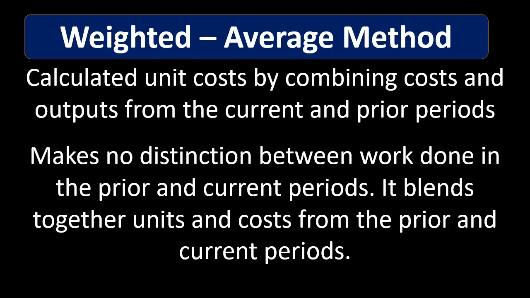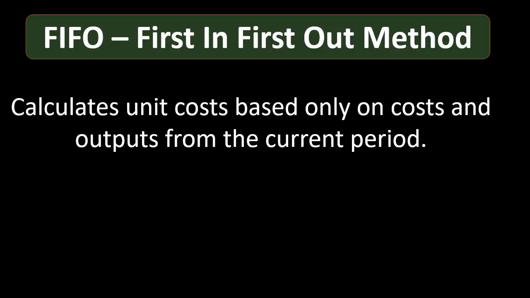The weighted average method, because of this blending process, because of us not making a distinct cutoff between the work in the prior period and this period, in other words, because of the blending together of units and costs from prior and current periods, is often a little bit easier, if not quite as precise. That would be one reason to use a weighted average method versus the first in, first out method.